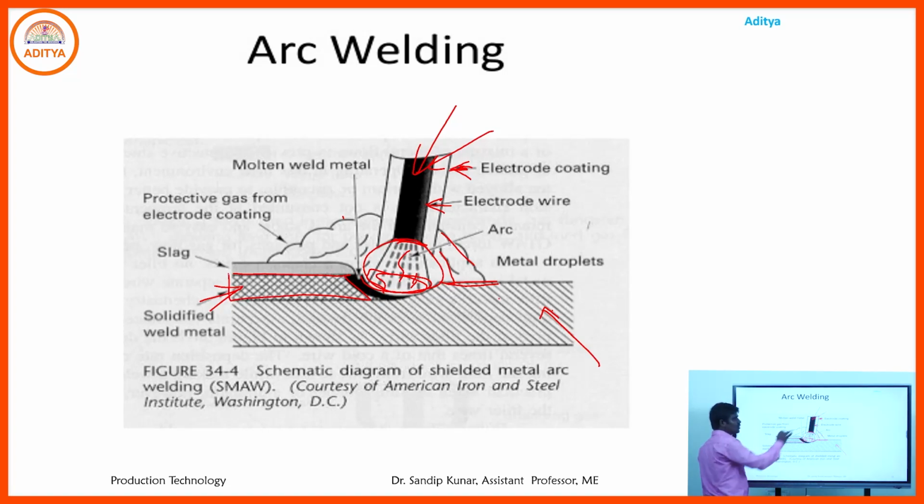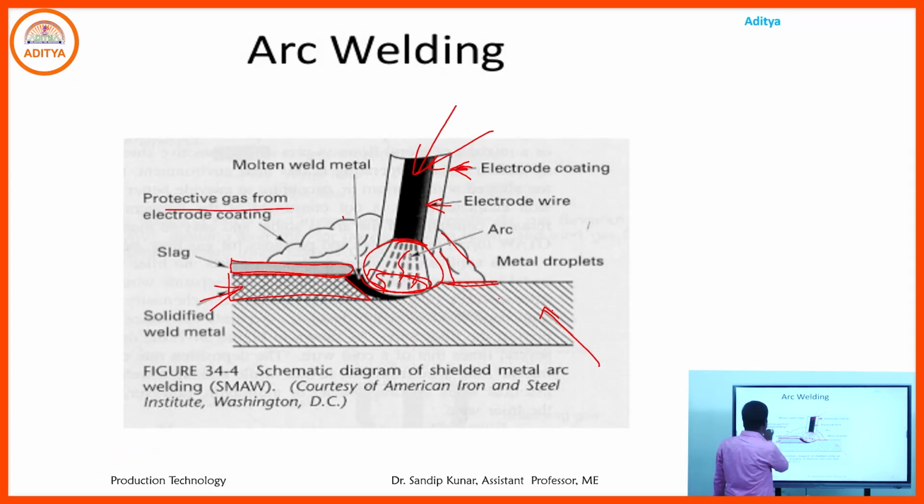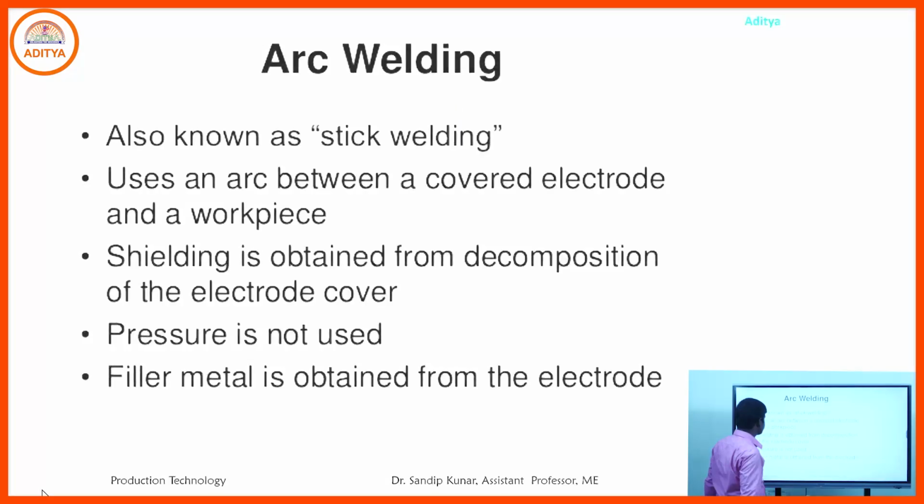And when the flux or coating is melted, that type of slag will be created on the weld surface, and due to the creation of the slag, it will protect the weld surface. Protective gas from the electrode coating also helps to protect the weld surface. The molten metal is created by using the torch, meaning the electrode wire, which creates the arc and also melts the metals.